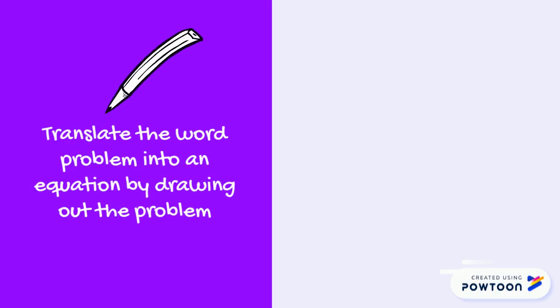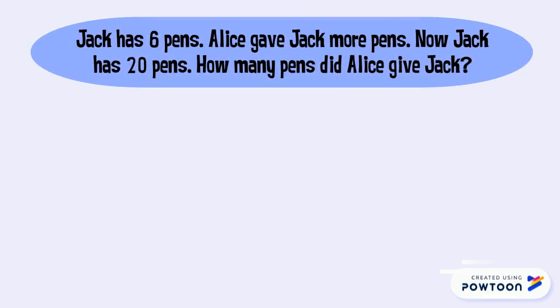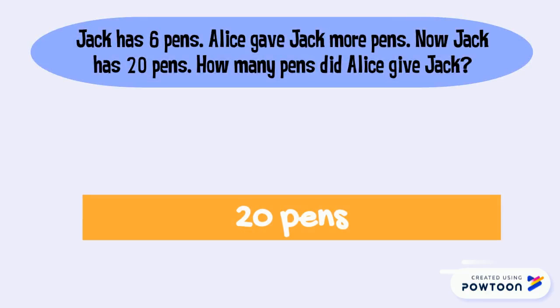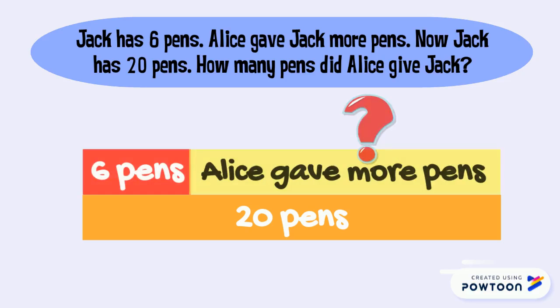For this activity, students will have to translate the word problem into an equation by drawing out the problem. Students will draw a part-part whole model and write the information that they have found from the word problem. On the part-part whole model, students will first write 20 pens on the whole box as according to the word problem, Jack has a total of 20 pens. Next, students will have to write the number of pens Jack has, which is 6, on the part number box. Lastly, students will have to find the number of pens that Alice gave to Jack according to the illustration.